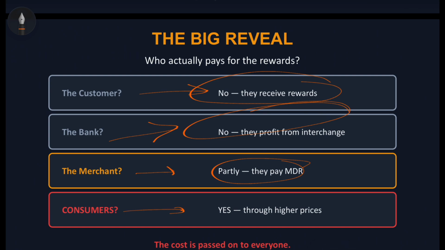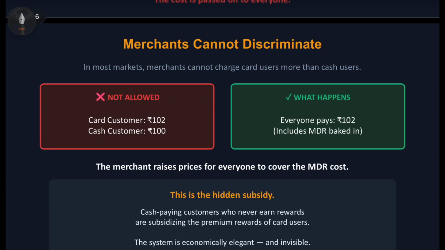Consumers. Why do I say consumers? Yes, they pay through higher prices. Let's understand this, right? See, what is happening is merchants have to pay MDR, right? Now, the problem is the MDR is paid only on card transactions. So, if the merchants start charging the card customers 102 rupees instead of 100 rupees, the card customers would actually prefer paying through cash, right? And the entire concept goes to waste.